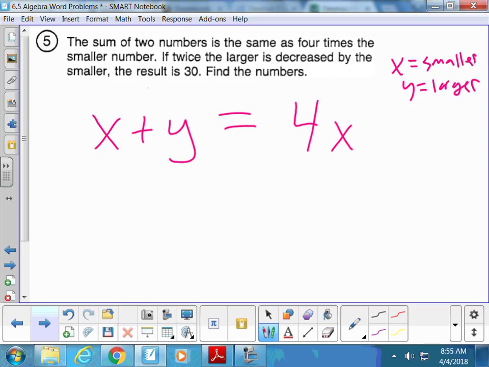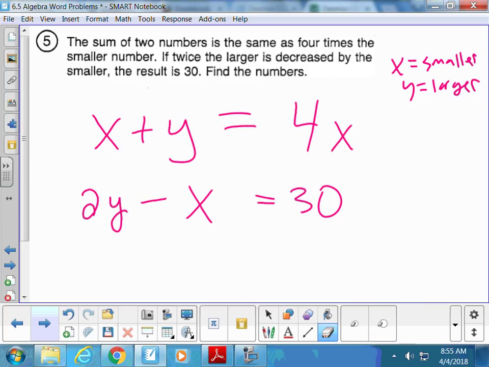Let's read our second sentence. If twice the larger number, so twice the larger would be 2y, is decreased by the smaller number, so subtracted by x, the result is 30. All right, we haven't used elimination yet, and this would be a great problem for elimination. What we would need to do, though, is get our numbers to line up. I would want to reverse my 2y and my negative x, so I'll go ahead and do that right now. I'll just do erasing. Negative x and a positive 2y.